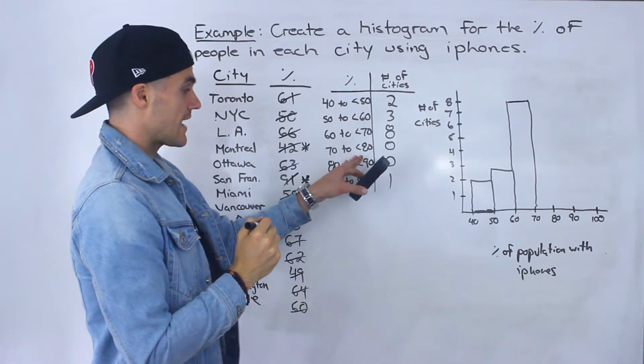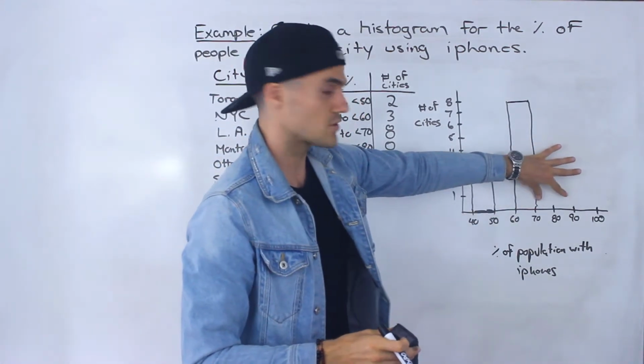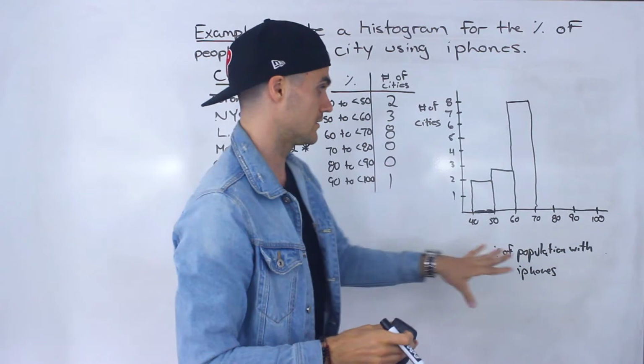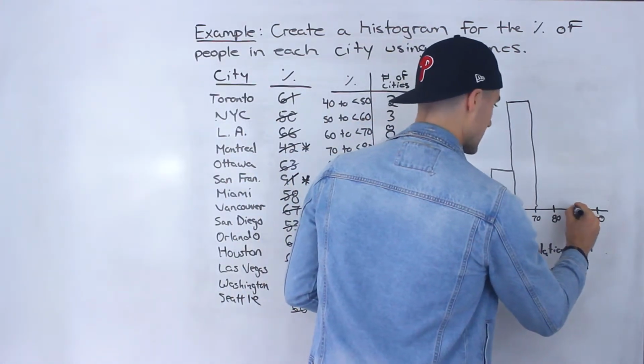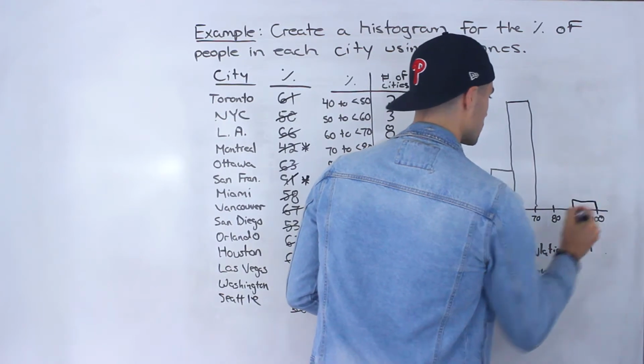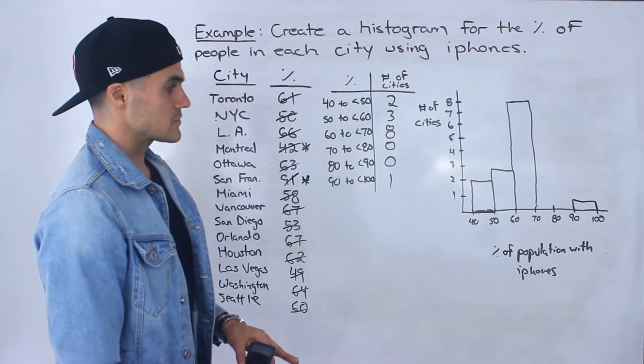Notice 70 to 80 and then 80 to less than 90, these are 0. So there would be no bars here. And then 90 to 100, or 90 to less than 100 would be 1, which would look like that. Okay, so that's one point I want to make.